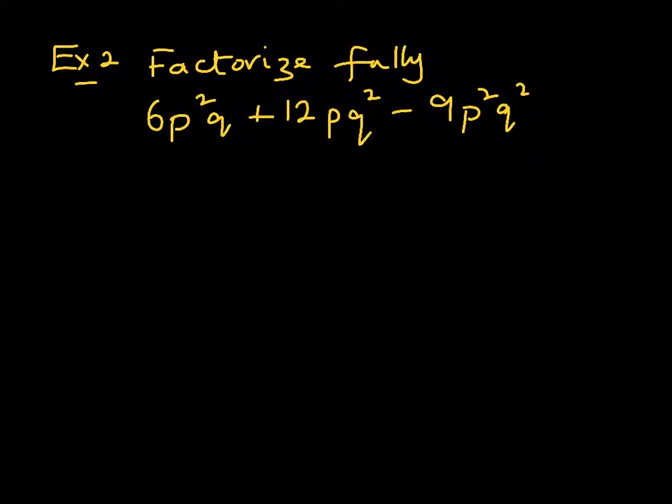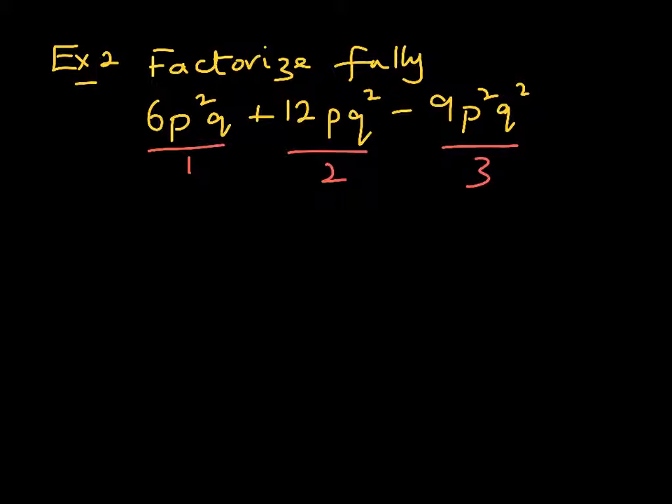In this second example, we are asked to factorize fully. Okay, so when you are asked to factorize fully, it means that you must leave it in the simplest possible form, such that you are no longer able to factorize anything out of it. Okay, so let's go ahead and do that. So remember, the first thing you want to do is find what is common to all the terms. So here, how many terms do we have? We have the first term, the second term, and the third term. So we want to find what is common to the 3.